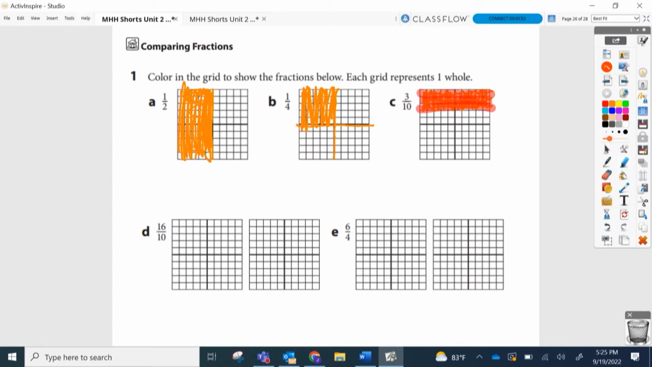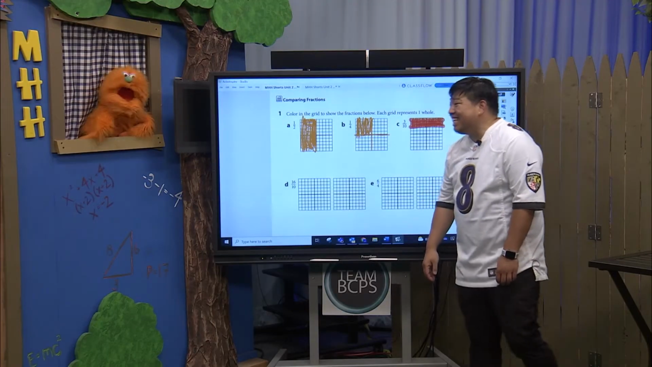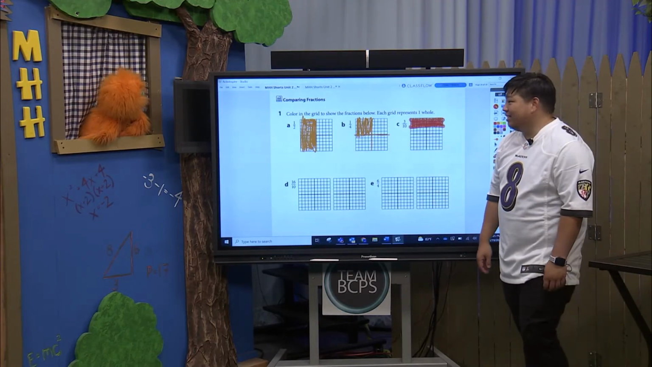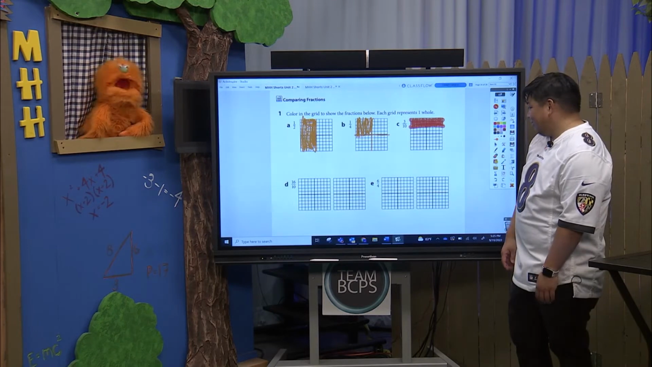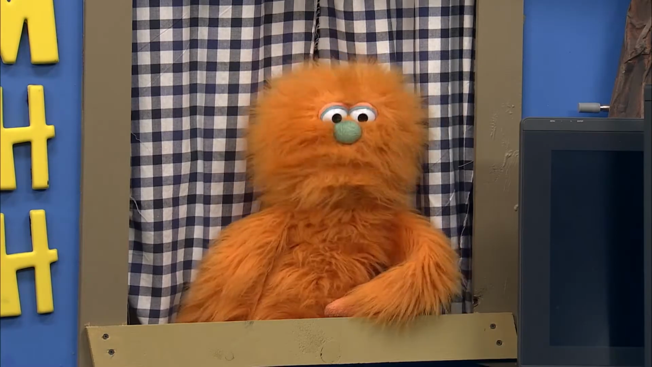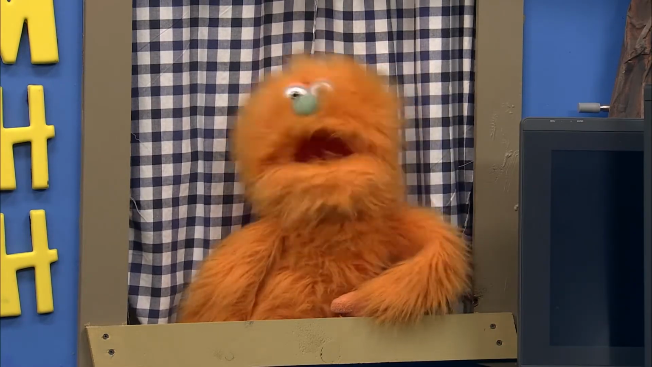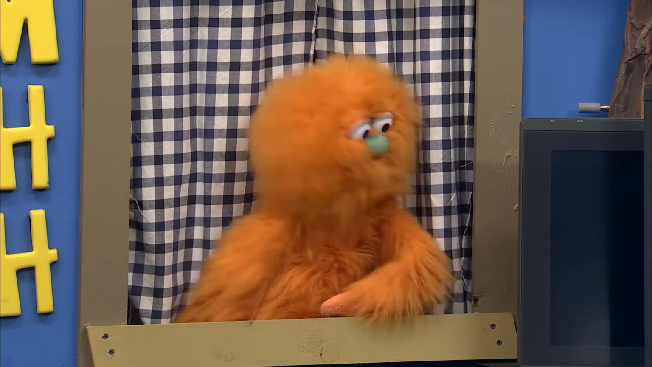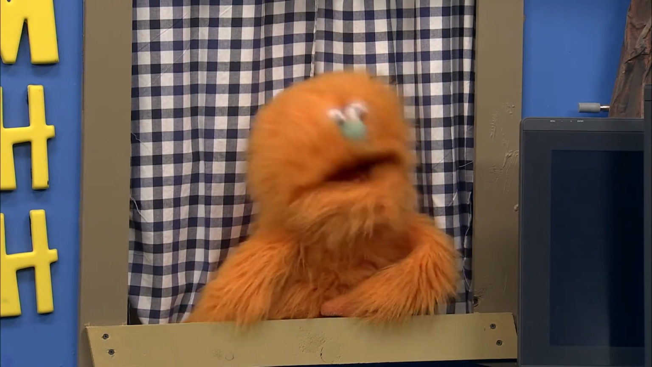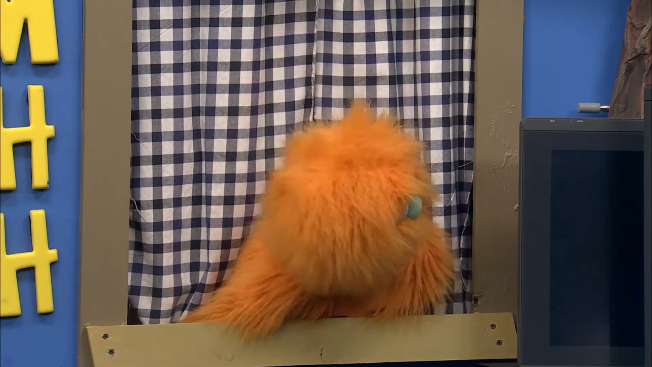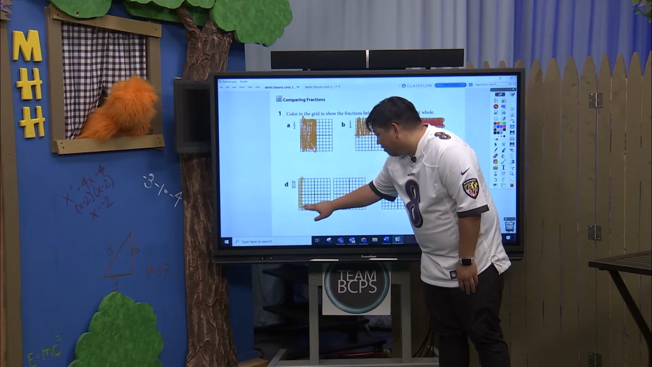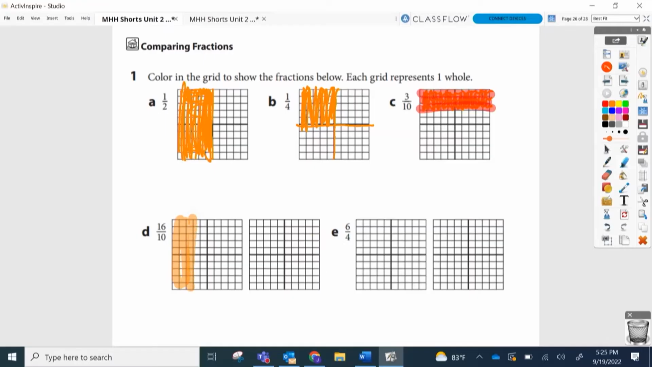All right, next one looks like a challenge here. D is 16/10. Wait a minute. 16 of them, Max. That's a lot. That is a lot. Well, wait. Okay, hold on. This isn't too bad because if you think about it, 16 is way more than 10, which means we can shade in one whole box over there. Yeah, that whole box is how many tenths? 10. 1, 2, 3, 4, 5, 6, 7, 8, 9, 10.